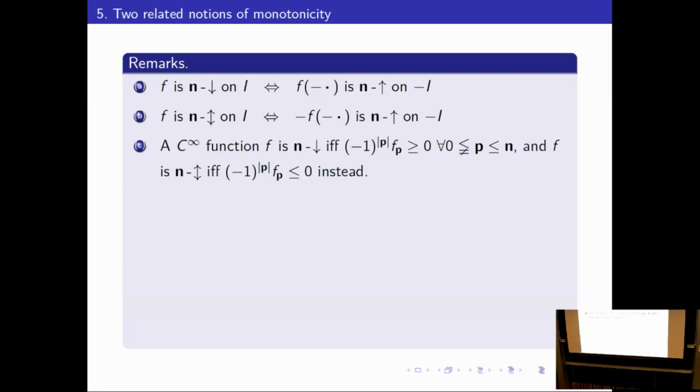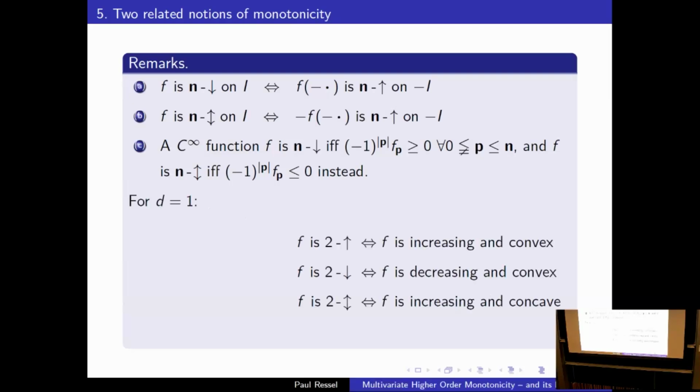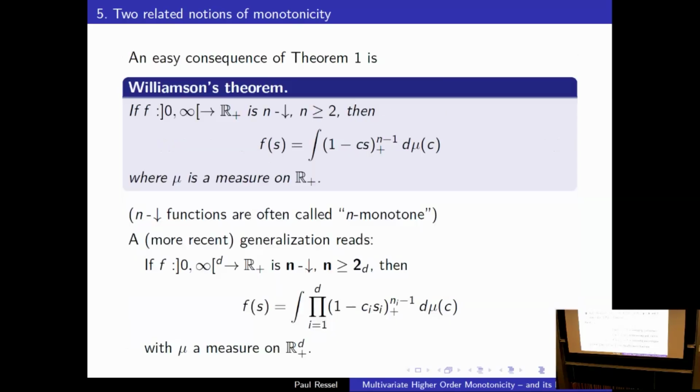And for a C infinity function, you can express this again with derivatives. For d equal 1, we have already mentioned this. F is 2-increasing if it is increasing and convex. It is 2-decreasing if it is decreasing and convex. And F is 2-alternating if it is increasing and concave. And F, non-negative F, is n-alternating for all n, so infinitely alternating, if it's a Bernstein function. So possible discontinuity point at 0.